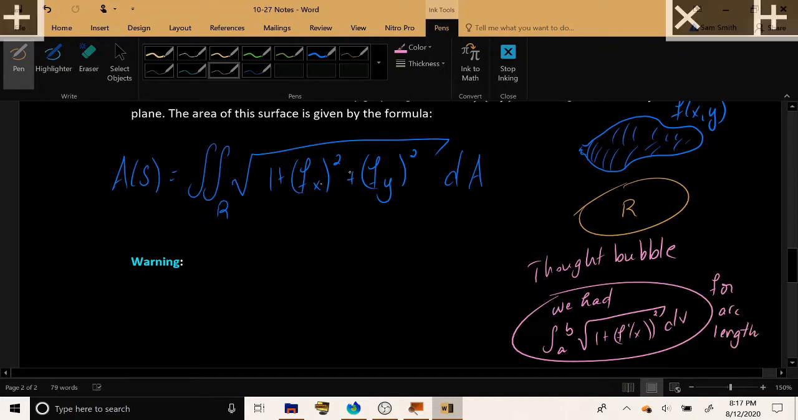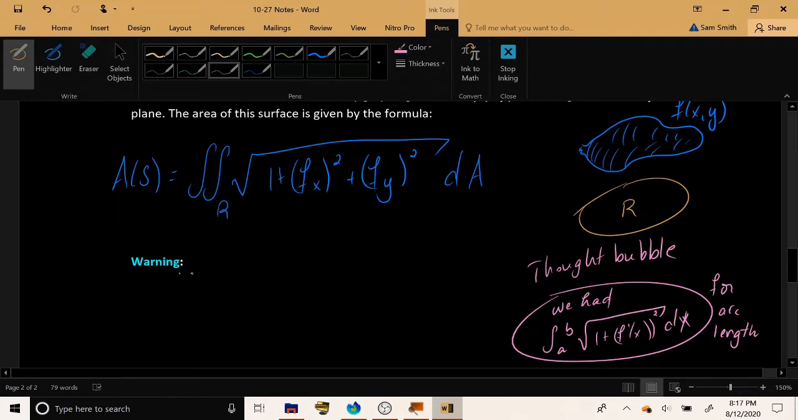And this is a natural extension of that. Instead of just adding one derivative squared, we're adding as well the other derivative squared. And instead of a single integral, now we have a double integral to calculate the surface area as opposed to the one-dimensional arc length of the function.